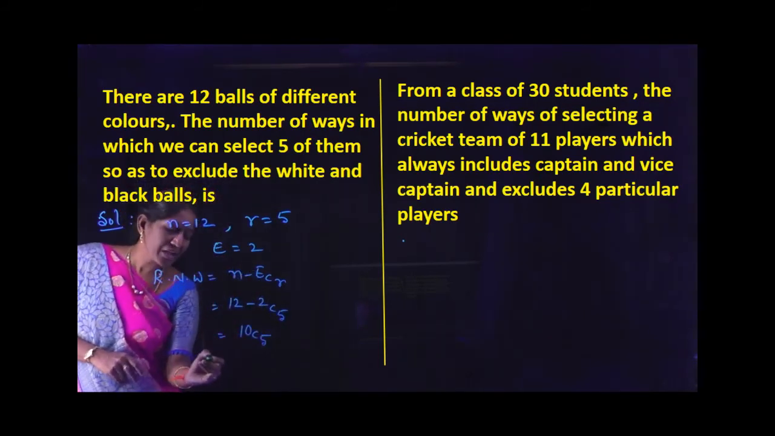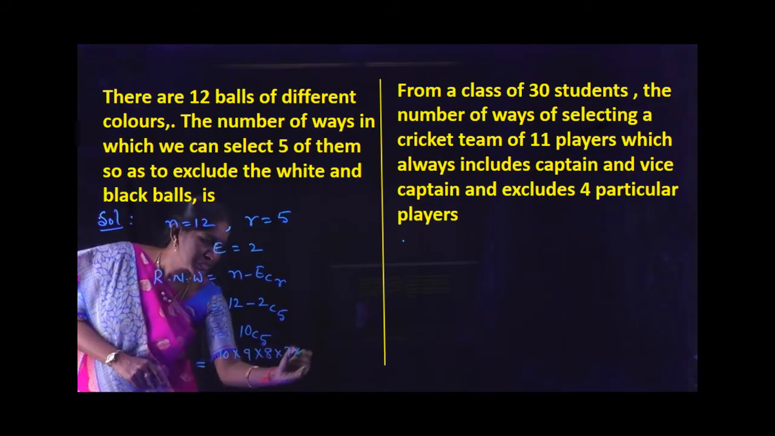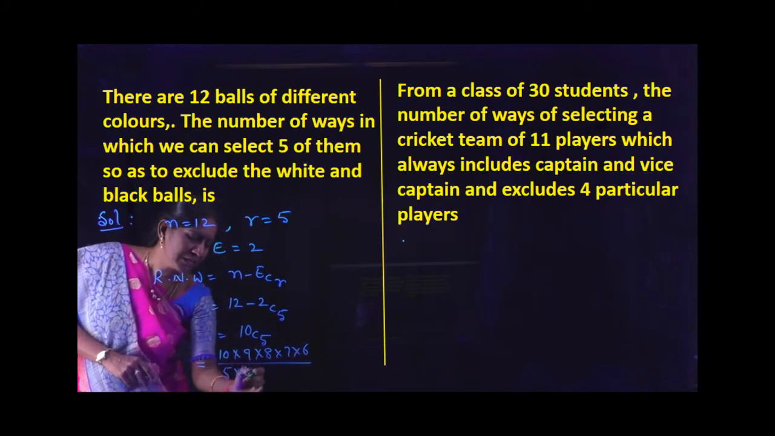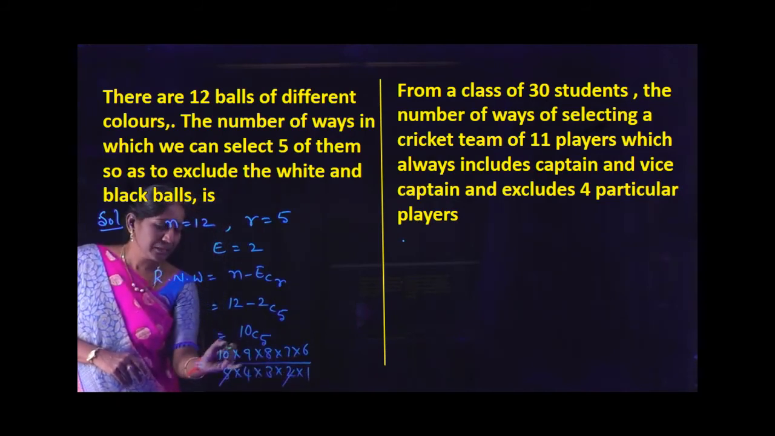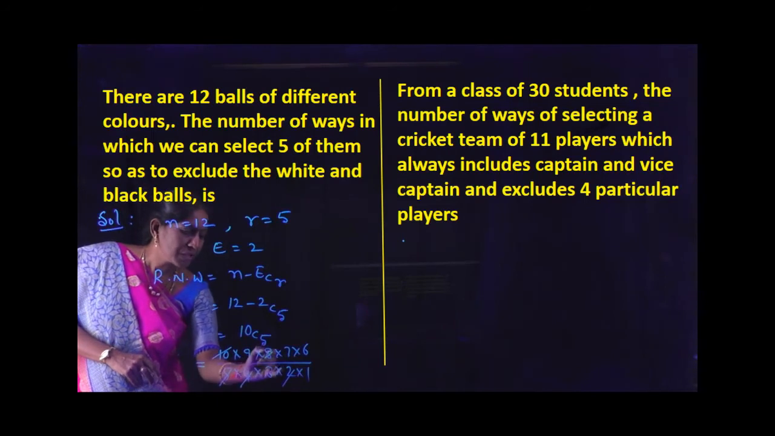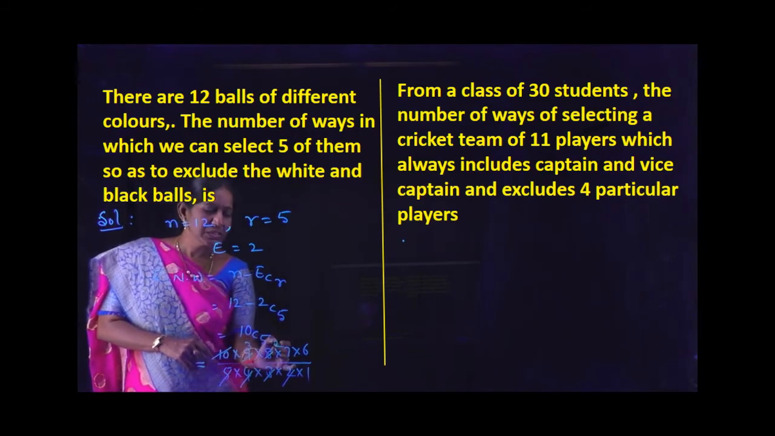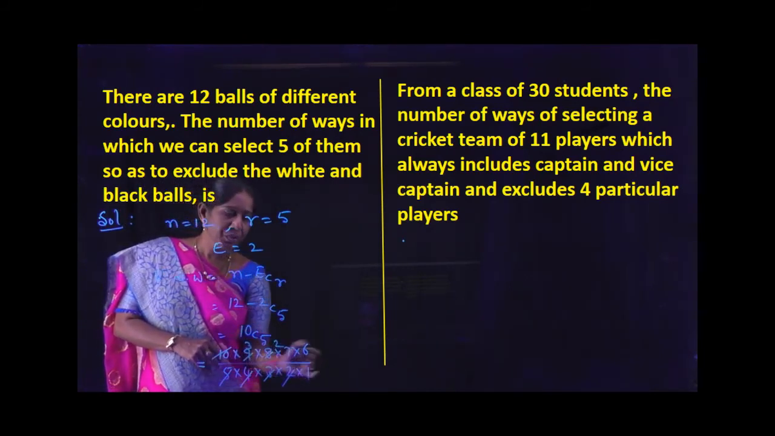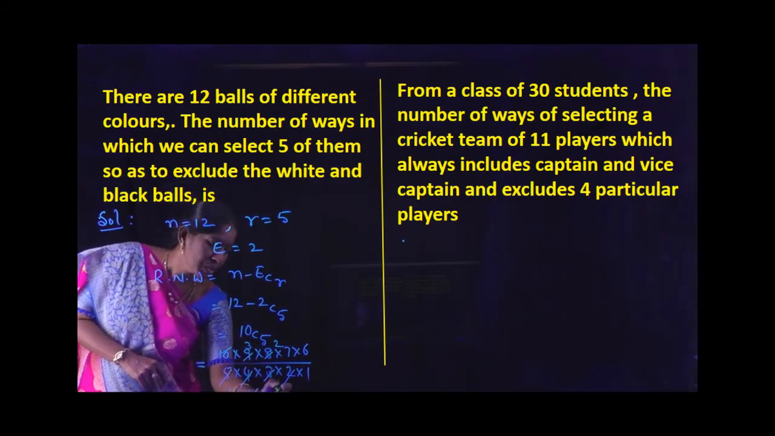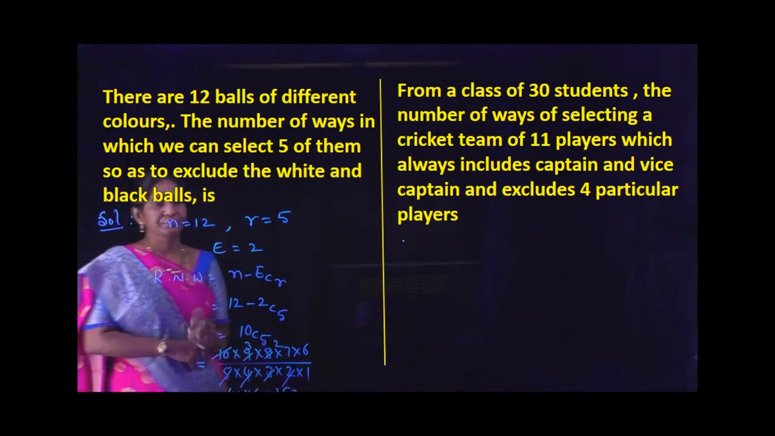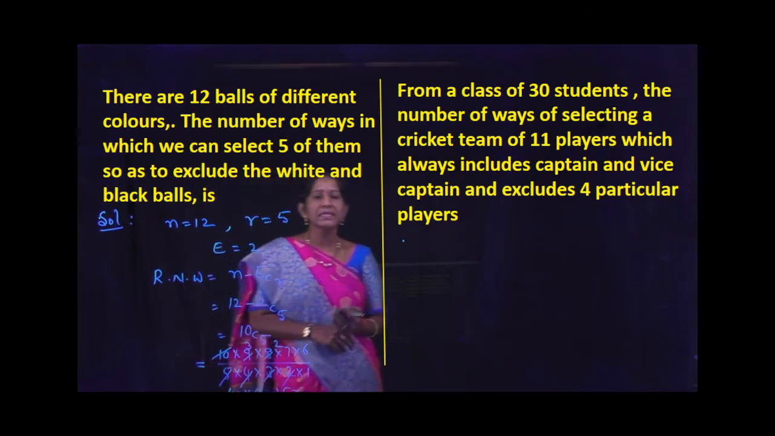So to find the value of 10C5: 10 into 9 into 8 into 7 into 6 by 5 into 4 into 3 into 2 into 1. By cancellation, 5 into 2 is 10, so 10 gets cancelled. 4 2 times gets cancelled and 3 gets cancelled. Then 3 into 2 is 6, 6 into 7 is 42, 42 into 6, the value 252 will come. So with excluding things, the required number of ways is n minus e C r.